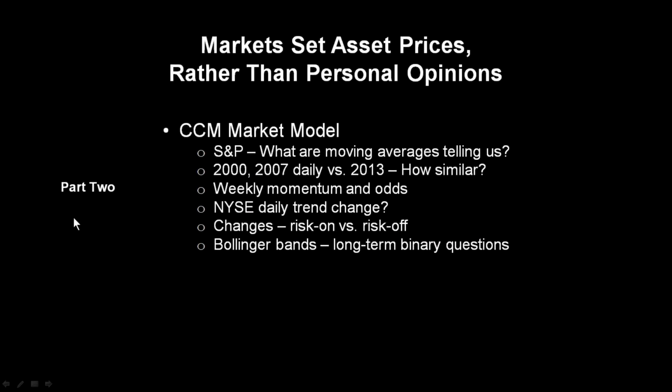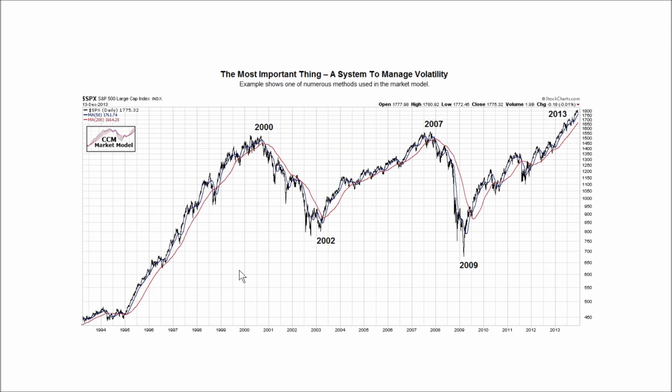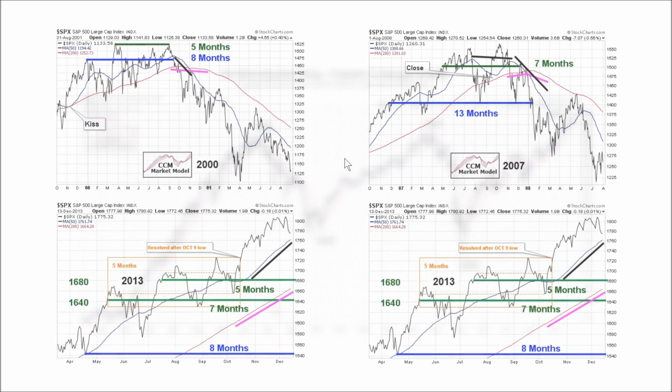We're now entering part 2 of the video, where we take the concepts discussed in part 1 and apply them to the markets in December of 2013. We'll look at the year 2000 and 2007 and compare them to 2013, and we'll also cover the following bullets and charts. Now we'll take these concepts of observable evidence and bring them forward to December of 2013.